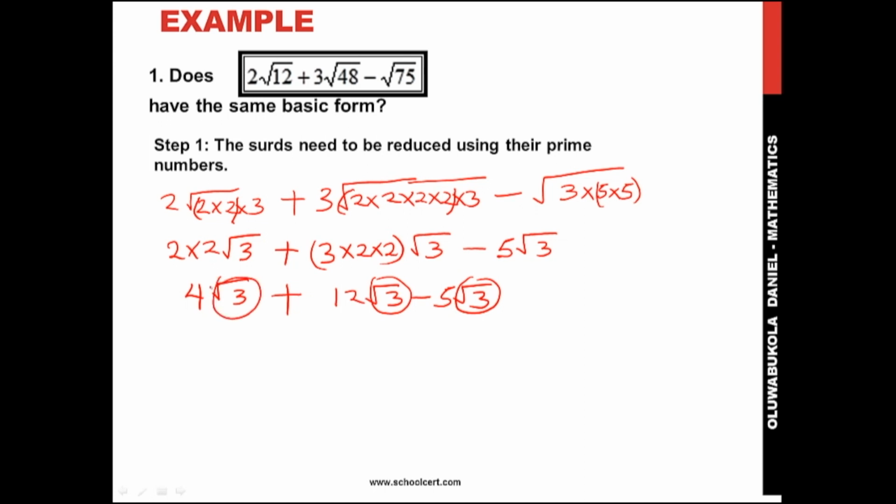So from a question, you may not be able to directly tell if they have the same basic form without simplifying further. Now, since they have the same basic form, you can simplify this further, and this would become 4 plus 12 minus 5, all in bracket, root 3. So this gives 11 root 3.